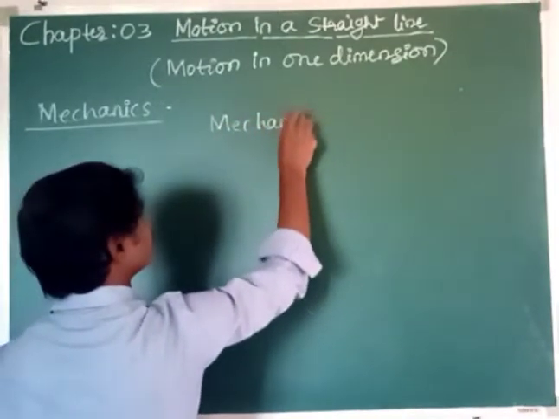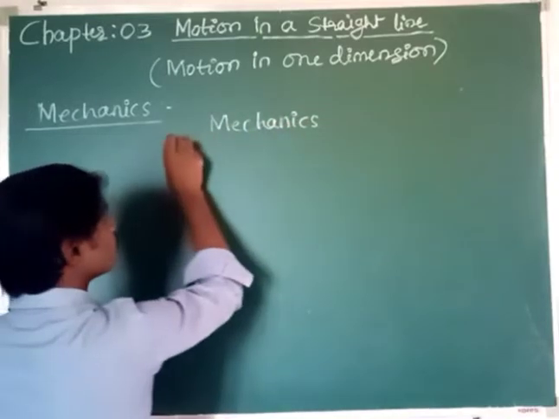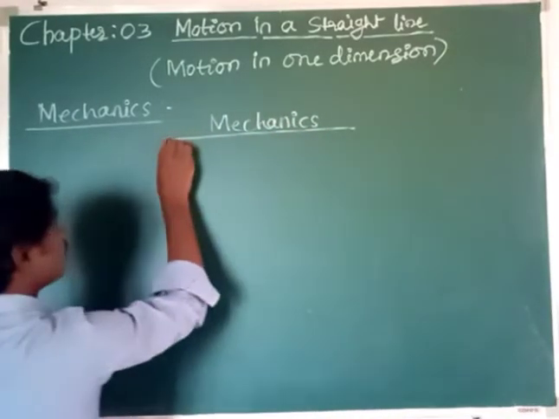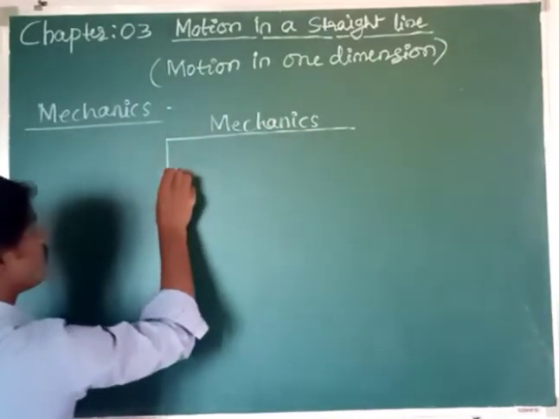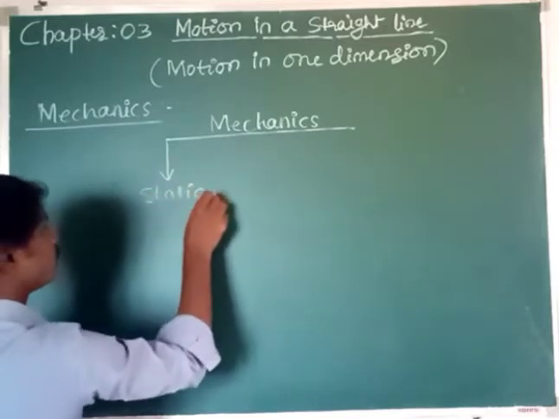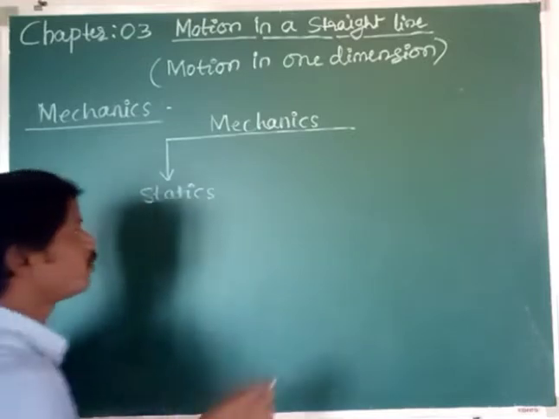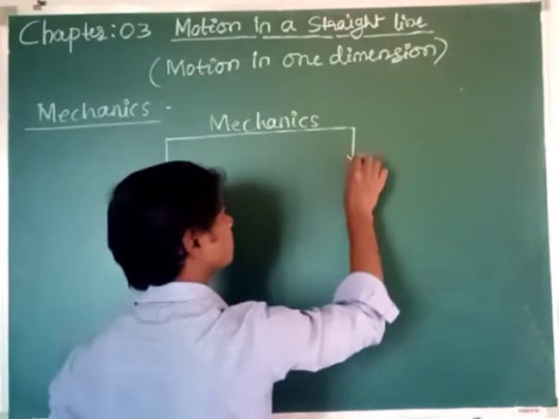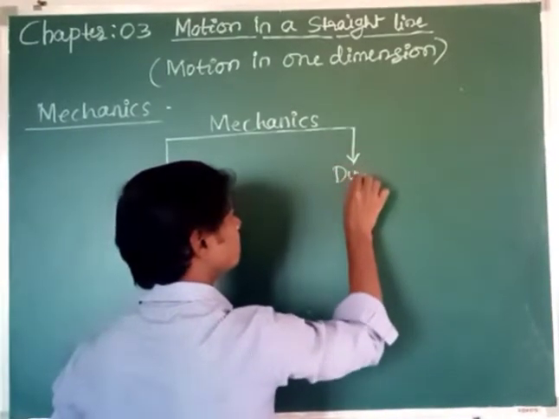Mechanics. Again there are two branches in mechanics. What are those branches? First branch is statics. Second branch is dynamics.